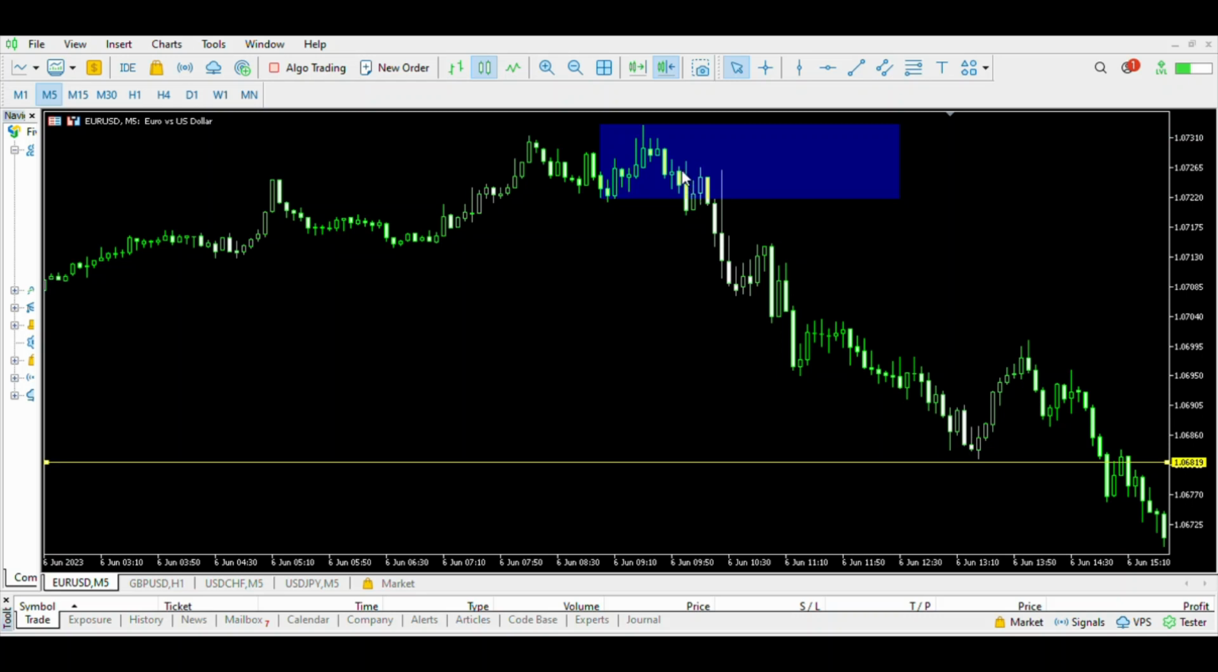We need a flag. Do we get a flag? Yes, we do. We get a flag here and another break in structure here. So from that point here, it's broken this structure here. So when price starts here and pulls back in here, that's our entry. Our entry again is based on the breaker structure. Yeah, it enters in there and we can enter here.